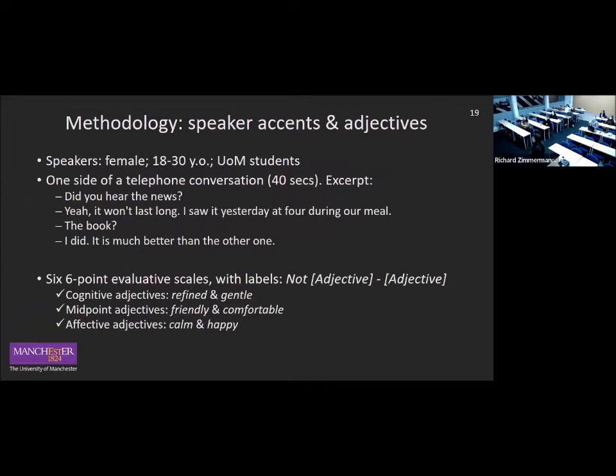So after the primes, the participants were exposed to the recordings, and then after that, to the adjective scales. So the recordings, the speakers were female, they were 18 to 30, and they were University of Manchester students as well. And the content of the recording was one side of a telephone conversation. So the listeners were told that you're standing there and somebody's on the phone next to you. So they could hear what that somebody was saying, which gave me quite a lot of freedom with what I could put in there, because it could have been as incoherent as I wanted it in a way. It didn't have to be coherent because they knew that it's one side of a telephone conversation.